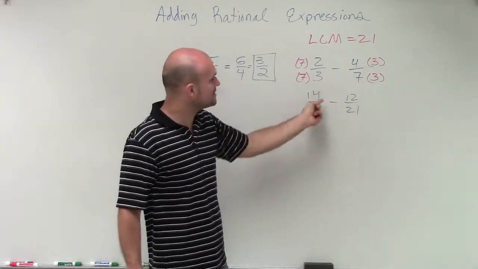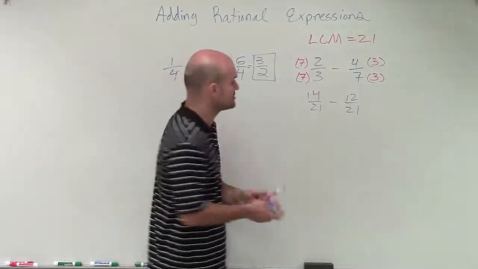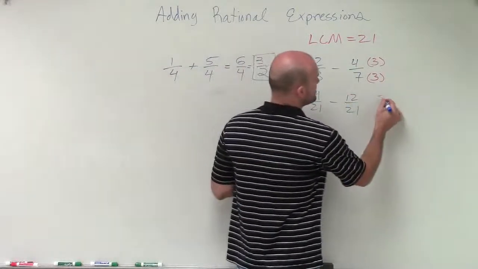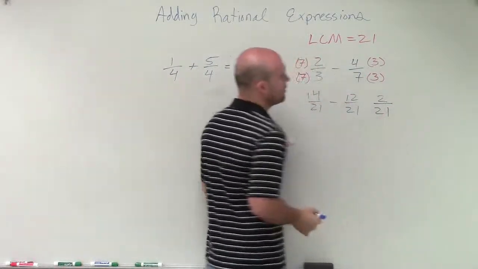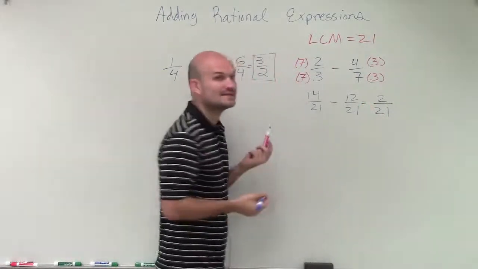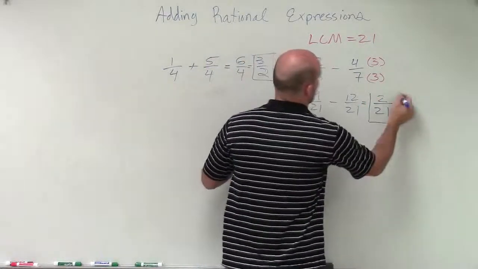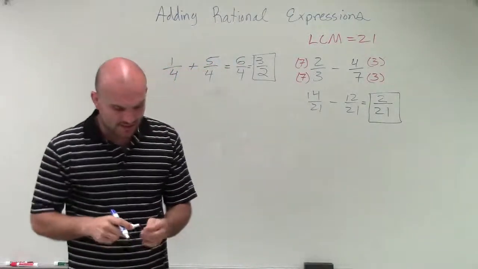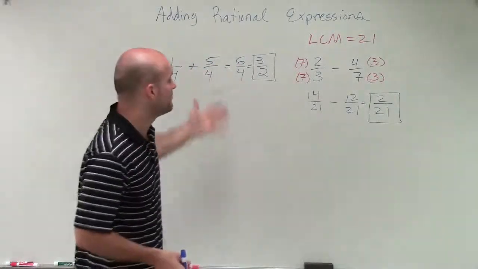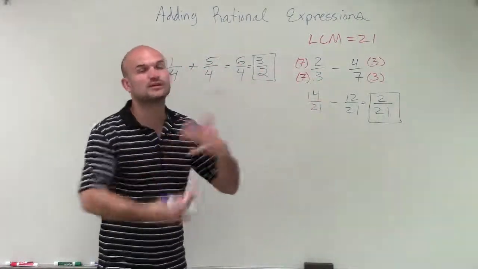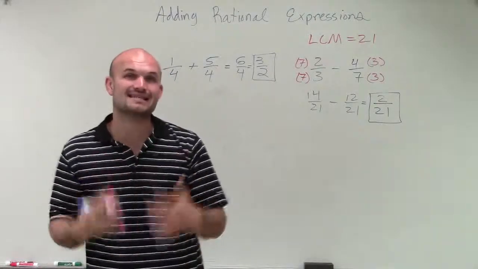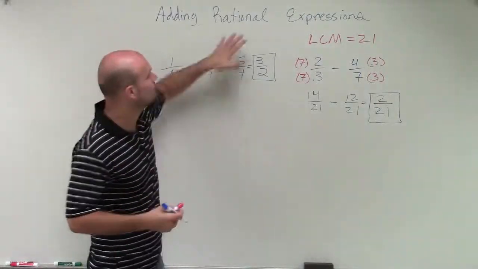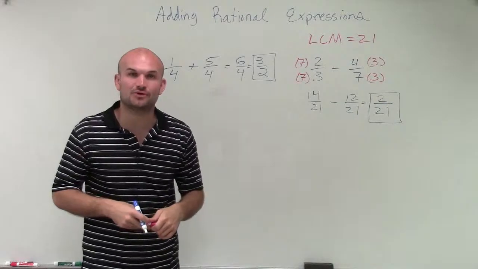Now they have common denominators, I can apply the operation to the numerators. Well, 14 minus 12 is going to be 2/21. Now, in this example, we cannot simplify it, so this is going to be our final answer. All right? So I just wanted to go through a quick little review of adding and subtracting fractions, because we're going to be applying this exact same idea and framework when we get into rational expressions with polynomials.